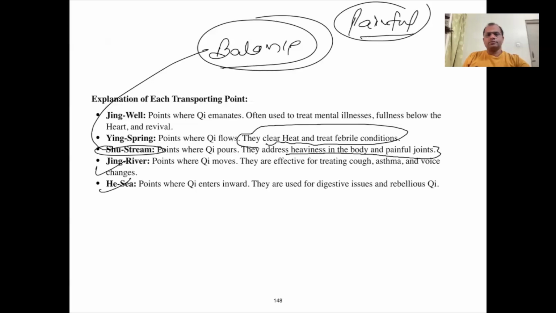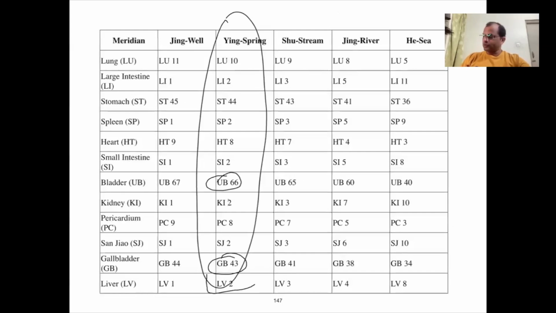Now the last two points, I already told you, have a great amount of energy. We use both of these in conditions with a large amount of energy. But here it's clearly mentioned we are using the fourth number point, Jing river, mainly for many things, like cough, asthma, and voice changes. So this is the fourth number point, Lung 8. And there are many other points we are using for, especially those having a great amount of energy.